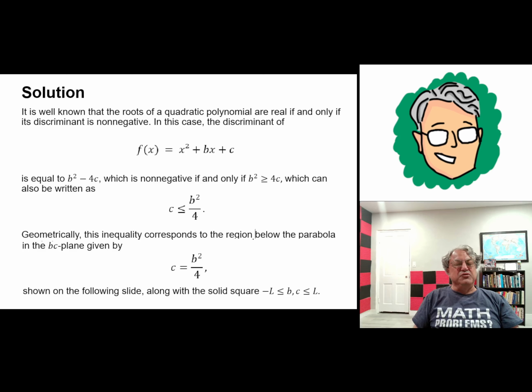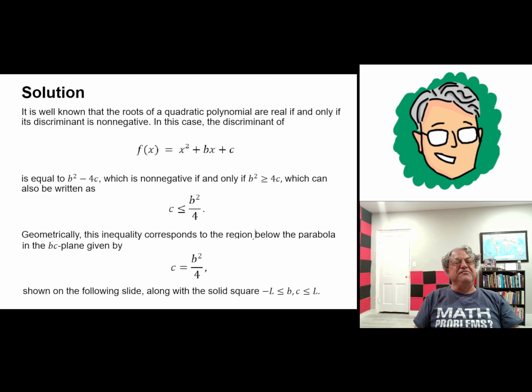And to say that the roots are real is just another way to say that the discriminant b squared minus 4c is not negative, greater than or equal to 0. And another way you can say that is b squared is greater than or equal to 4c. Or the way I like to write this is I like to solve for c: c is less than or equal to b squared over 4.